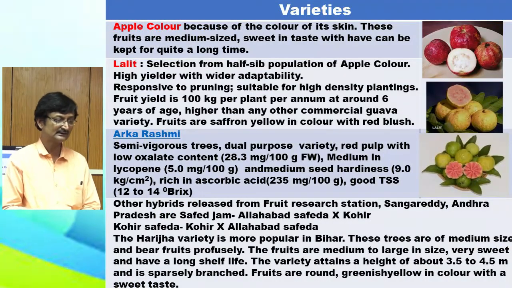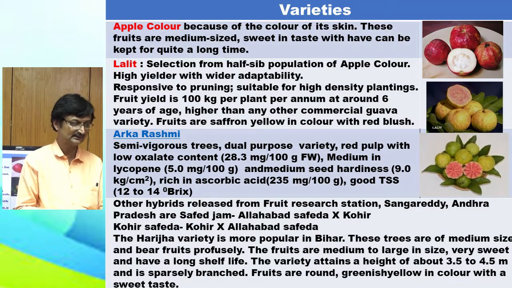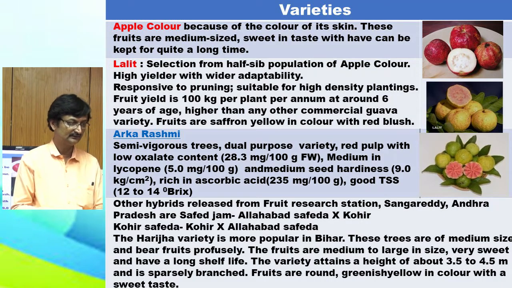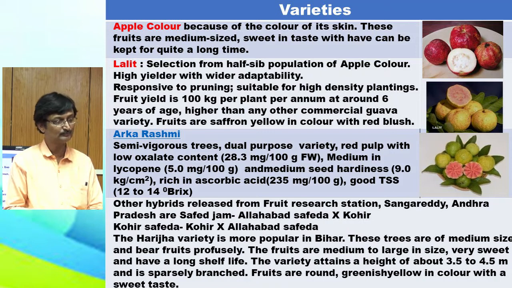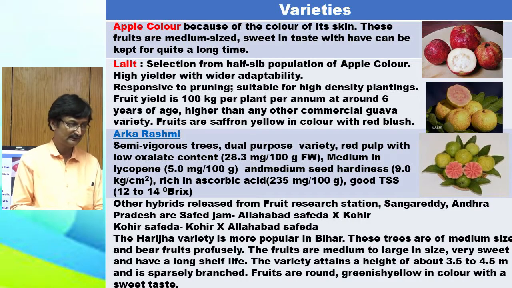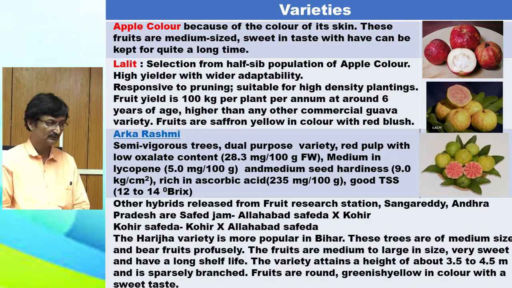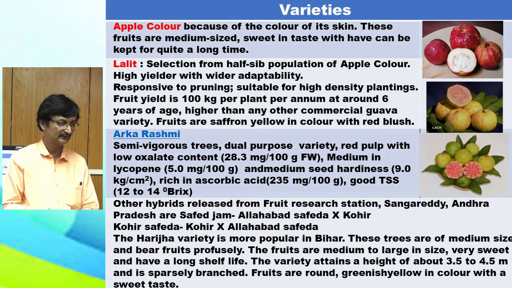Now apple color. Because of the color of the skin, these fruits are known as apple color, medium sized. Lalit. Lalit has been developed by the selection of half sib population of apple color, high yielder with wide adaptability and suitable for high density planting. Fruit yield is 100 kg per plant per annum at about 6 years of age.